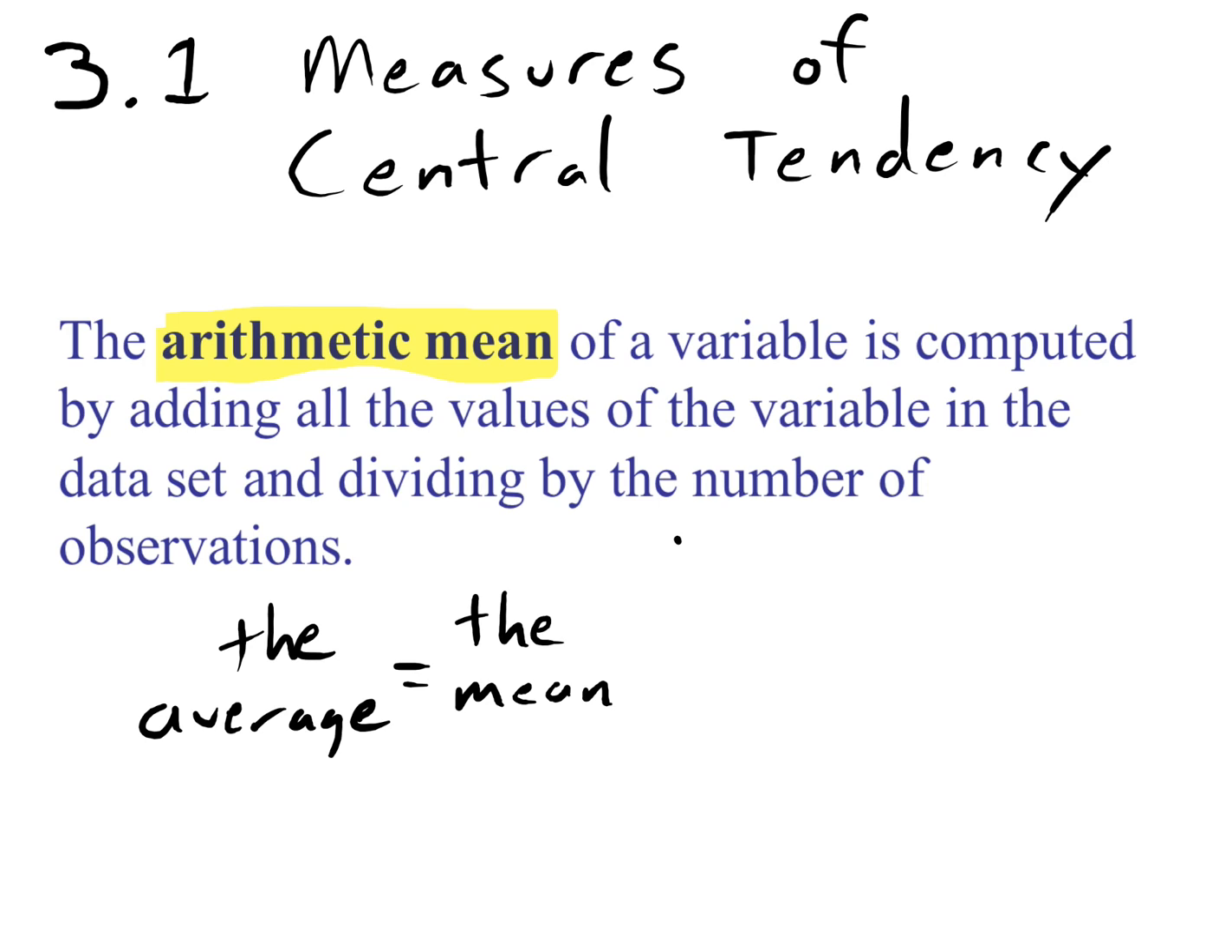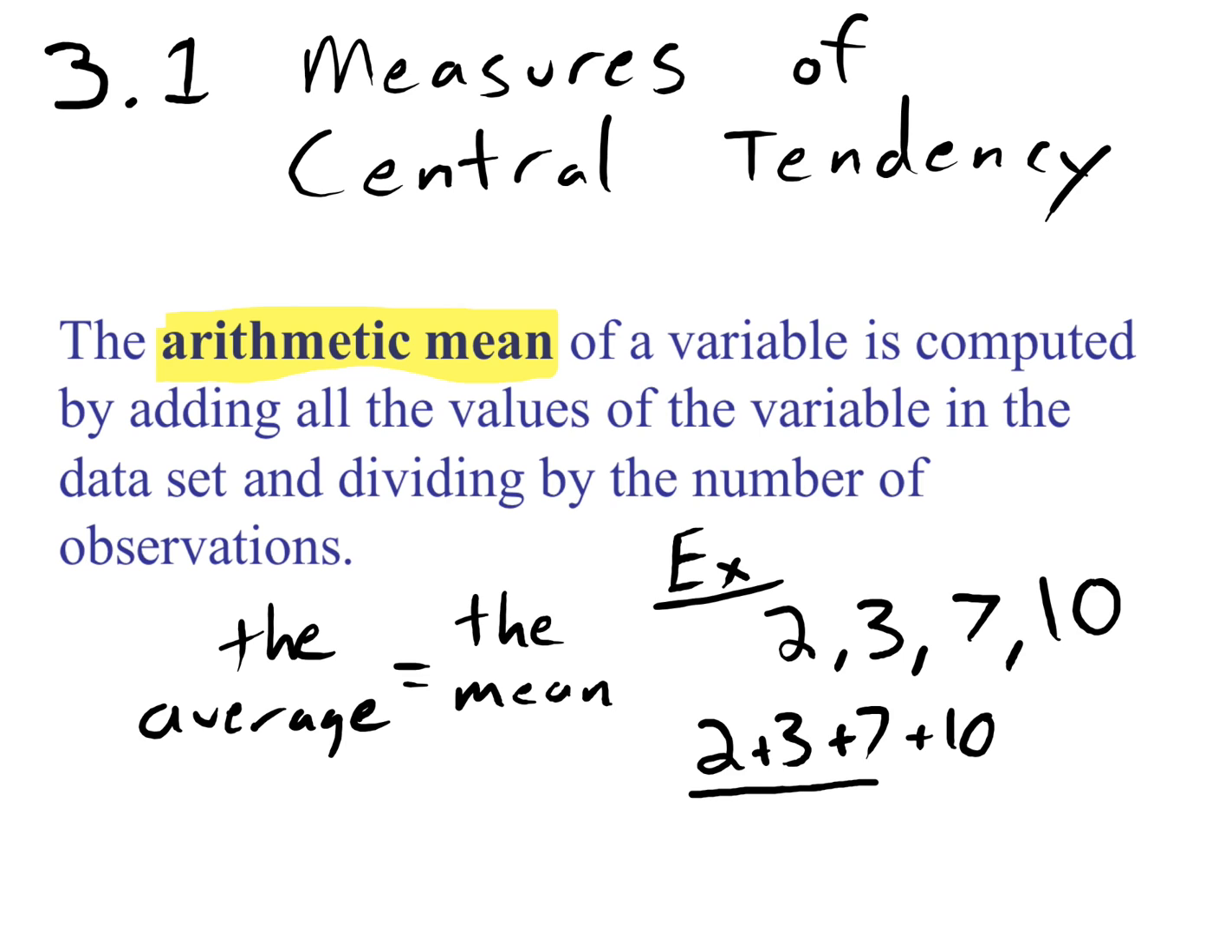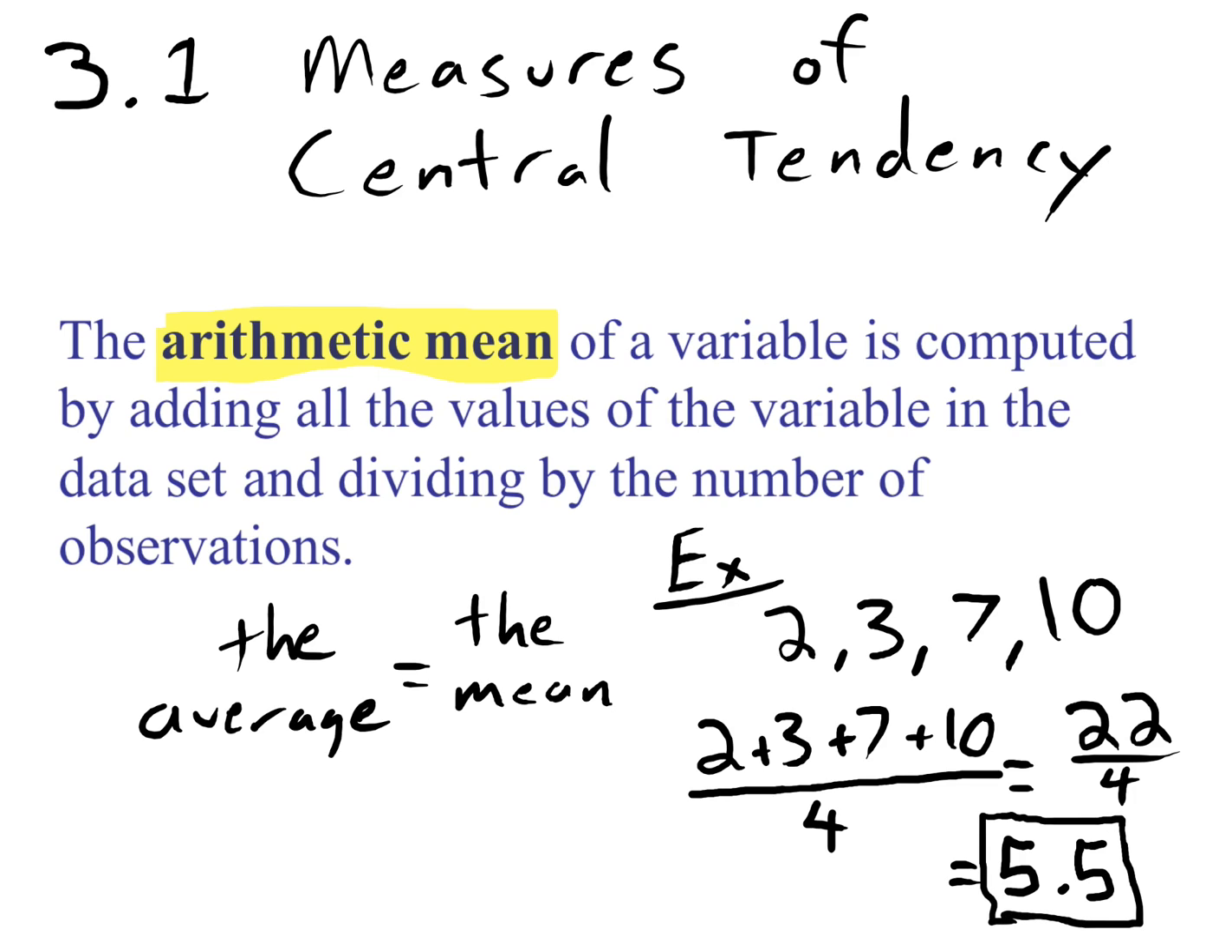So for example, let's find the mean of these four numbers. We're going to add them all up and then divide by the total number of observations, which in this case we have four numbers. So that gives us 22 over 4. And if I want that as a decimal, that's going to be 5.5. So you would call 5.5 the mean of these four numbers here.